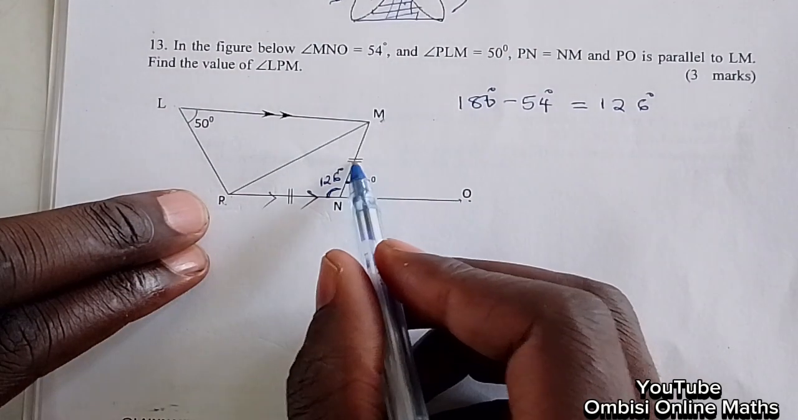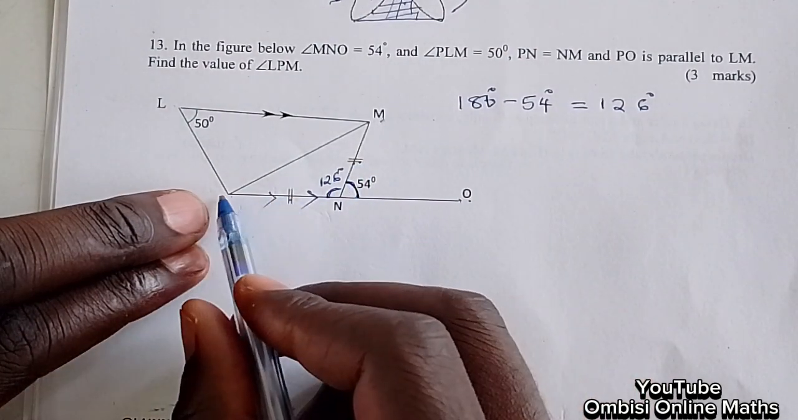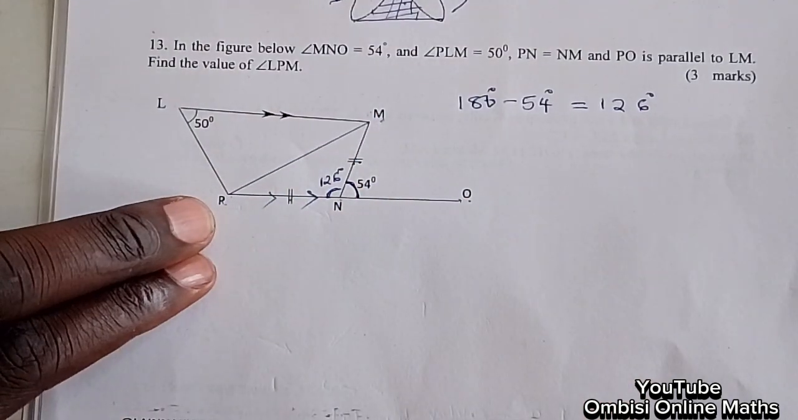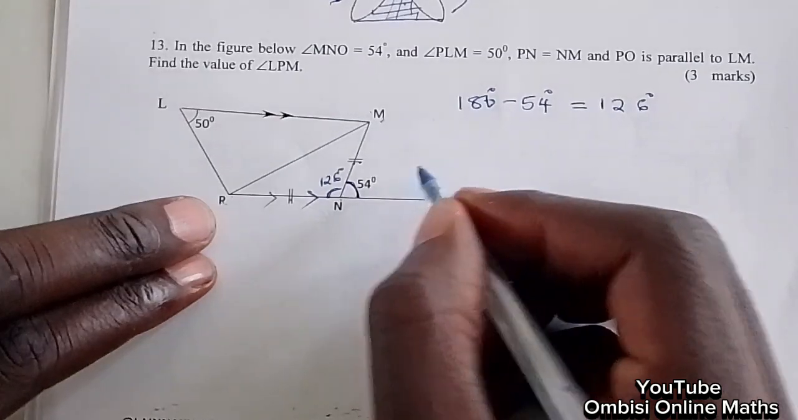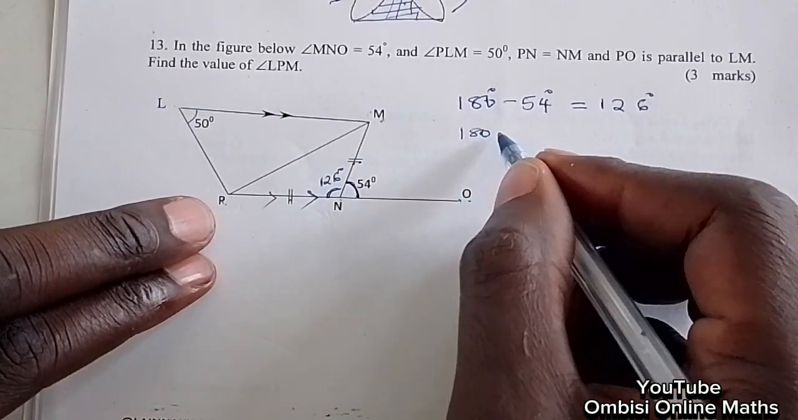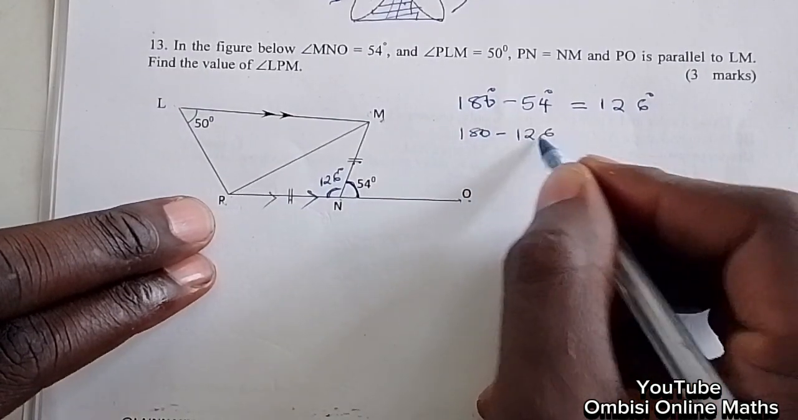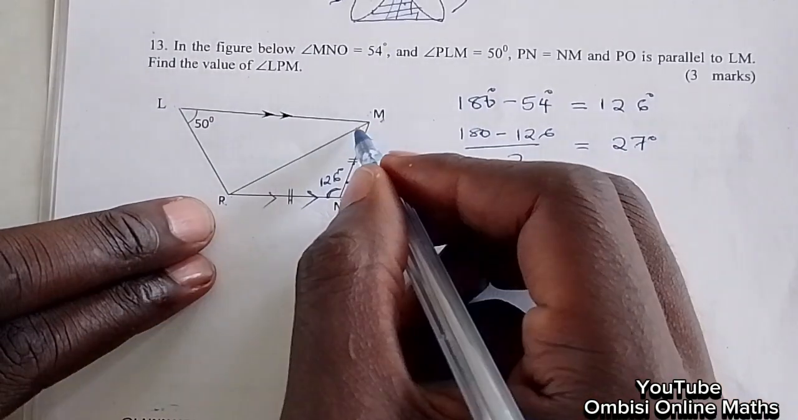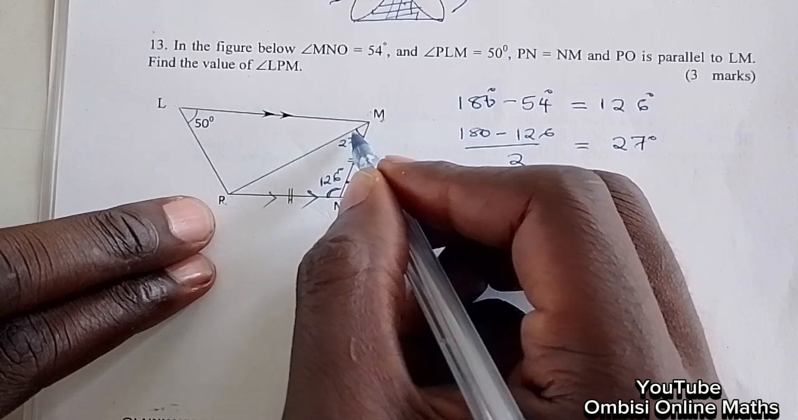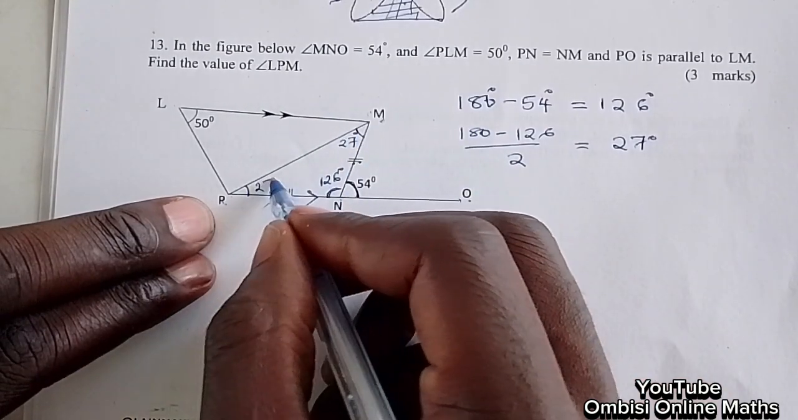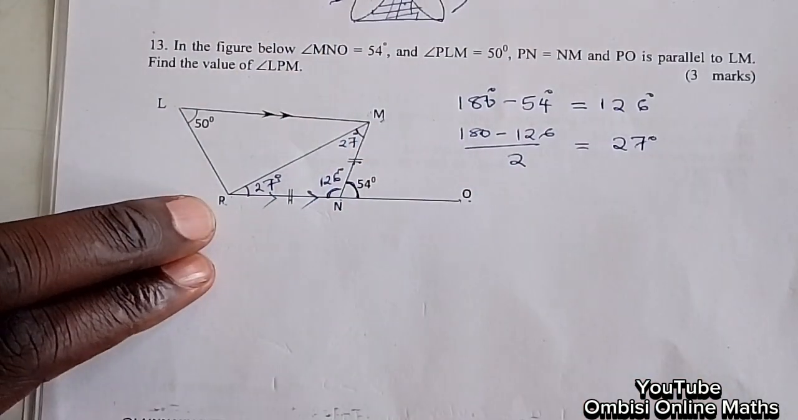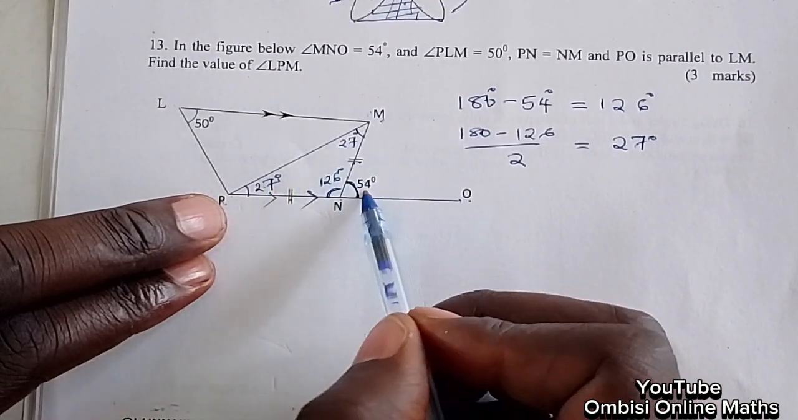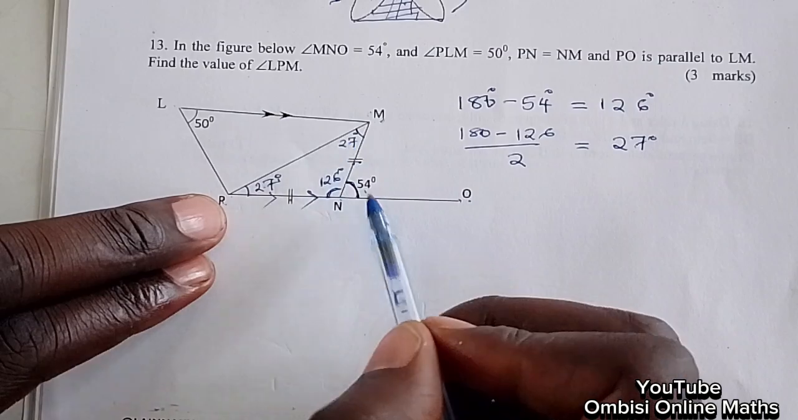Now, this side is equal to this. So PMN creates what we call an isosceles triangle. So the base angles of isosceles triangles are equal. So it is going to be 180 minus 126 divided by 2 gives us 27 degrees. So it means here it is 27 degrees. Also here it is 27 degrees. Again, if you take 27 plus 27 should give us the exterior angle, which is 54 degrees.